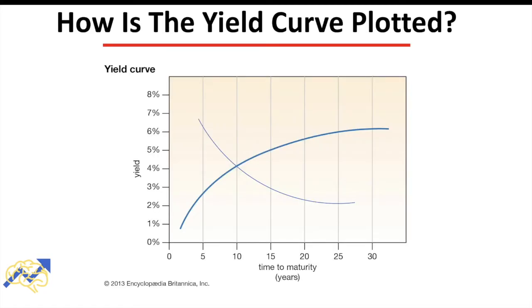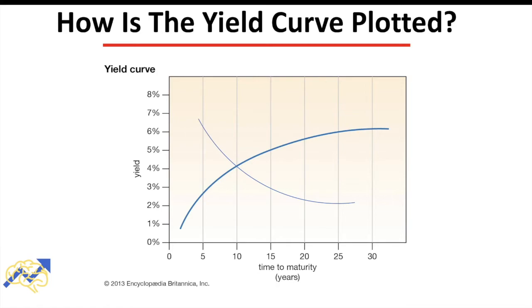And this is what it looks like. So for the bolded blue line, that is how the normal yield curve looks. As you can see in the normal yield curve, the longer the maturity of the bond, the higher the yields. But when investors are unsure about the near future, they will sell their short-term bonds to buy long-term bonds. And this will cause the yields on short-term bonds to rise and the yields on long-term bonds to fall, thus creating an inverted yield curve.